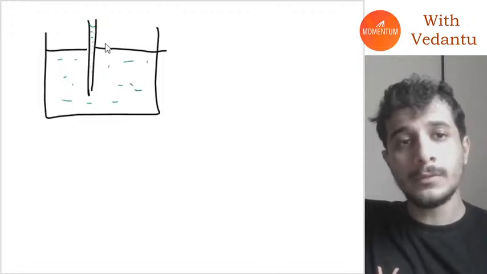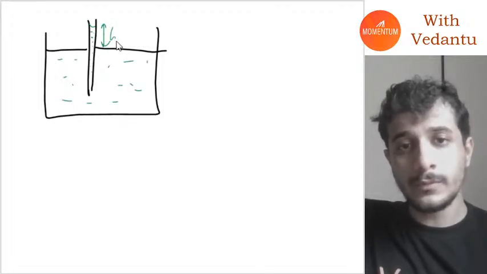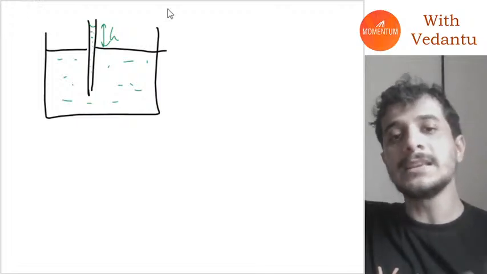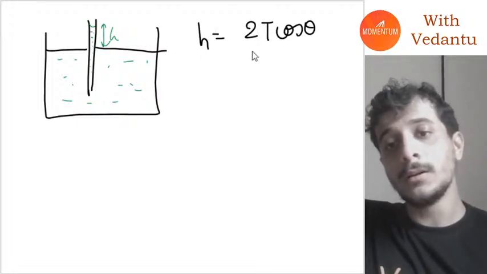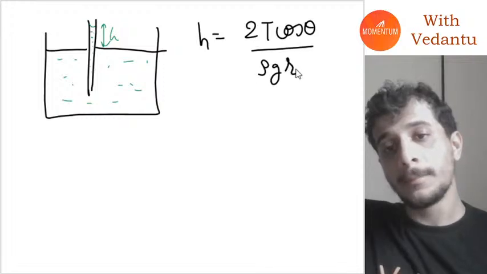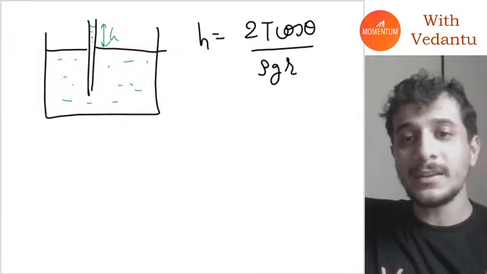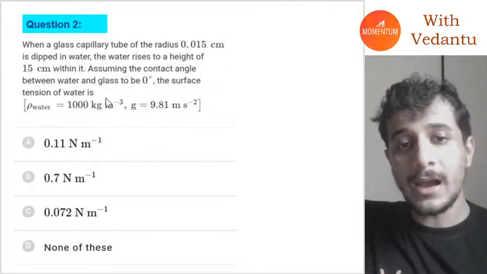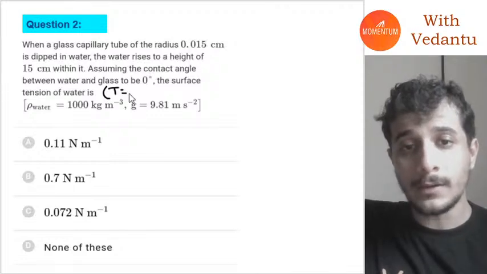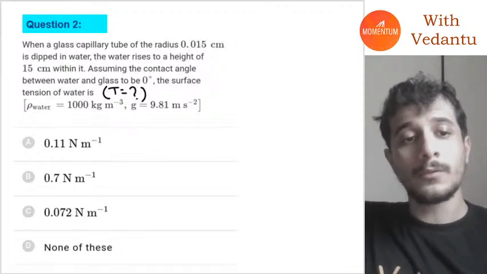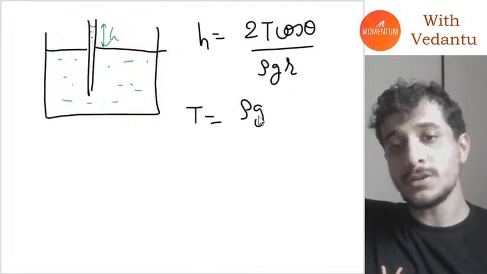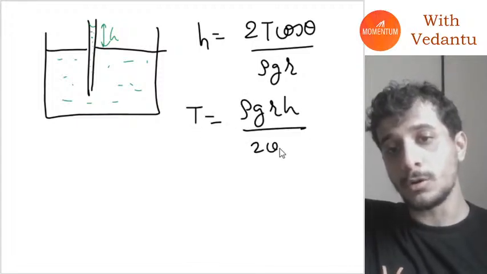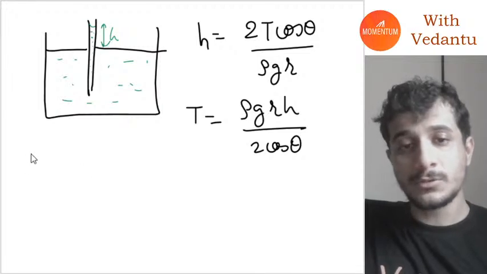The height h to which it rises is given by the formula h is equal to 2T cos theta by rho g r. Now in this case, everything is given to me. I just have to find out the value of T. So from this, I can write the formula T is equal to rho g r h upon 2 cos theta, and then just substitute the values.